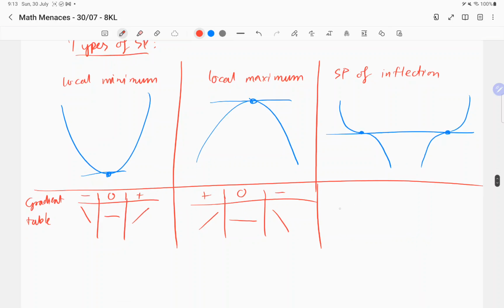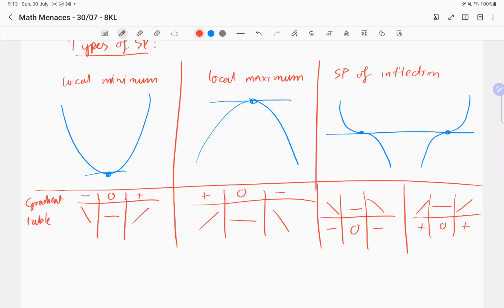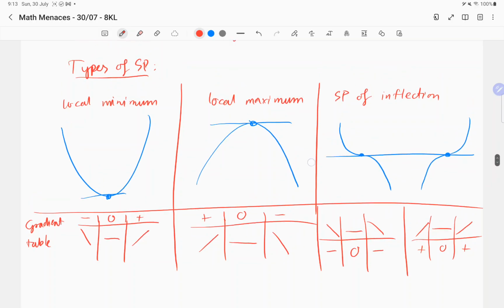And then stationary point of inflection, there are 2 versions. The first one would be down, horizontal, and then down again, or you can have up, horizontal, and then up again. In this case, it would be negative, 0, negative, and this one would be positive, 0, and positive again. Alright, so these are the shapes and the gradient. I swapped them around, but should make sense, right? Okay, so that's it. That's all of the main concepts I need to recap for you guys.